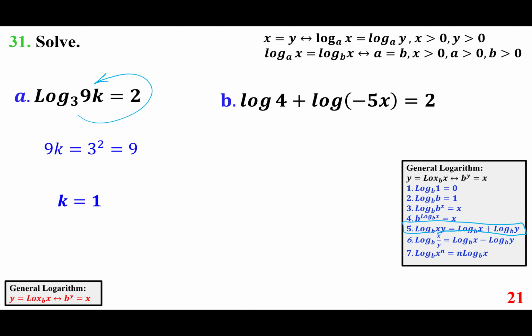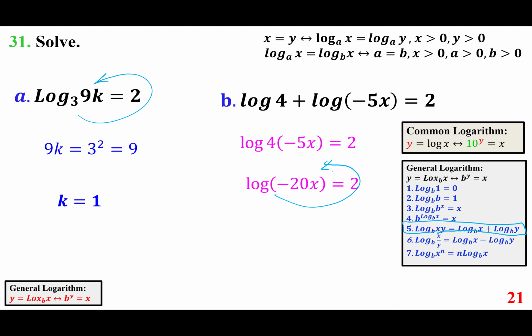We are going to go with number 5, the product rule, and the left side becomes log of 4 times -5x, or log of -20x. And now we are going to go with the arrow. The base is missing. That means the base is 10. It's a common log. So the argument, -20x equals 10 squared. That's a common log, everybody. And so, of course, this is 100. And you divide by -20, x becomes -5. So the answer is -5.